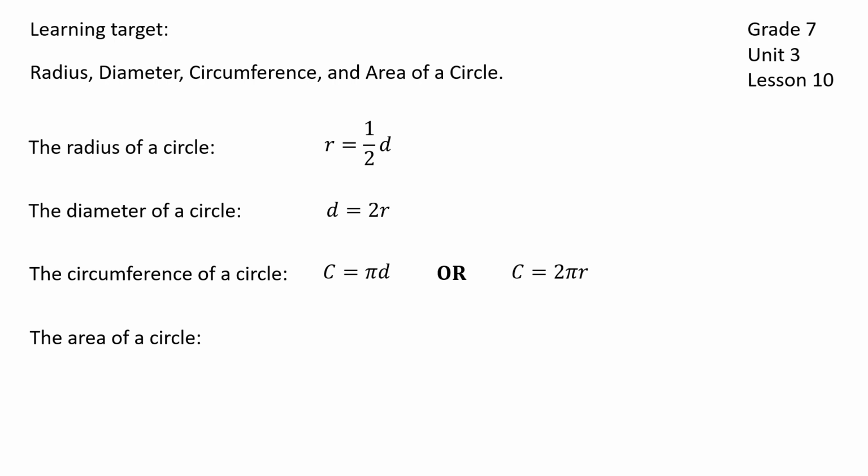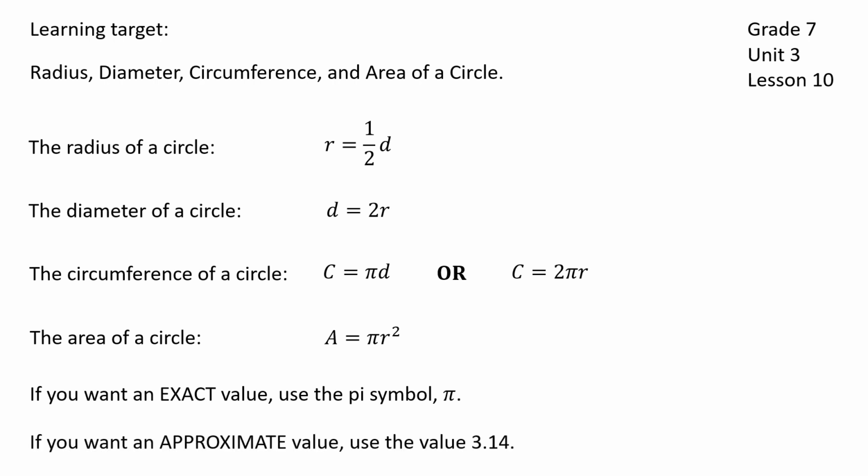Now, for the area, I have to know the radius, right? I need pi times the radius squared. I cannot work with the diameter there. Okay, so let's see what we are doing here. For an exact value, we'll use the pi symbol. For an approximate value, pi is relatively close to 3.14, so we'll just multiply by 3.14.